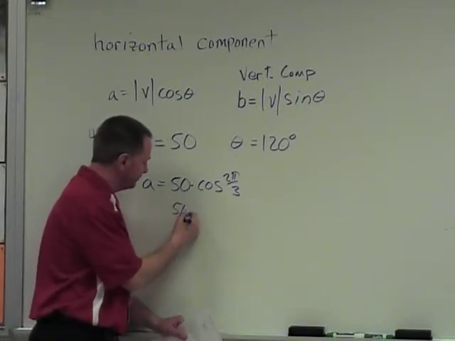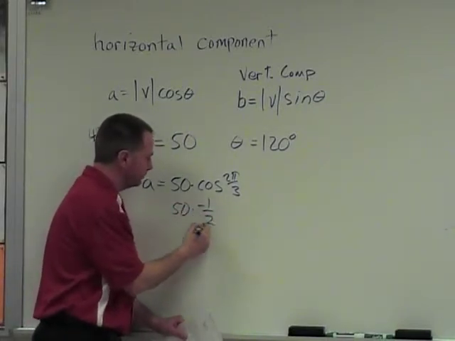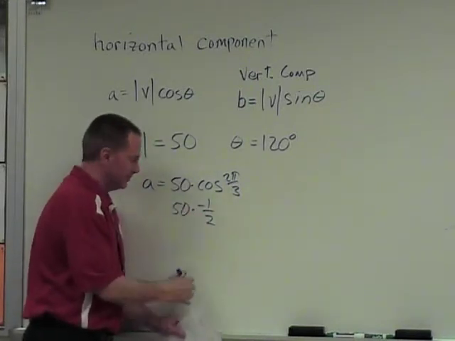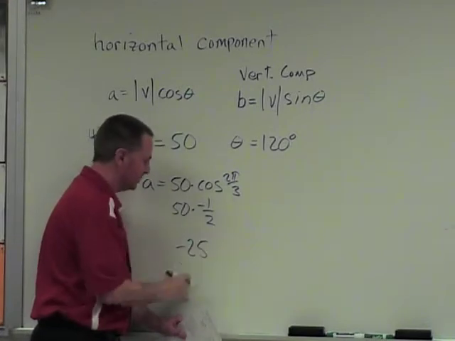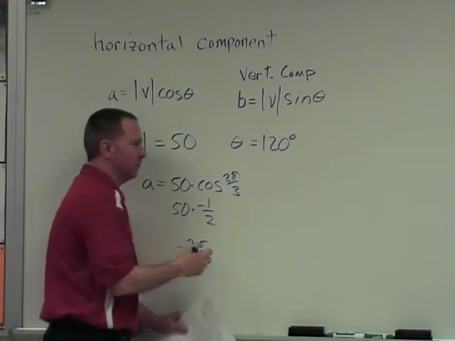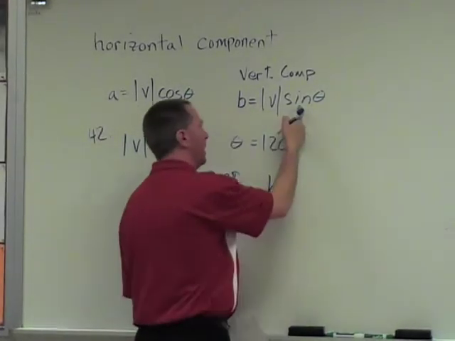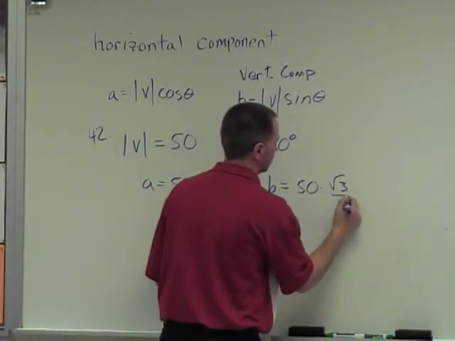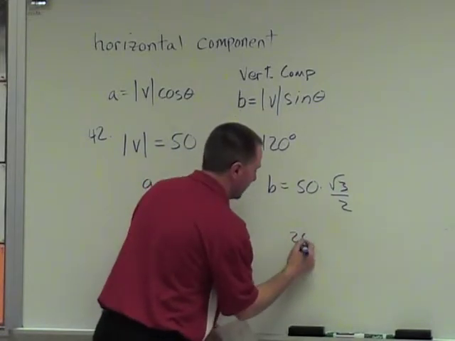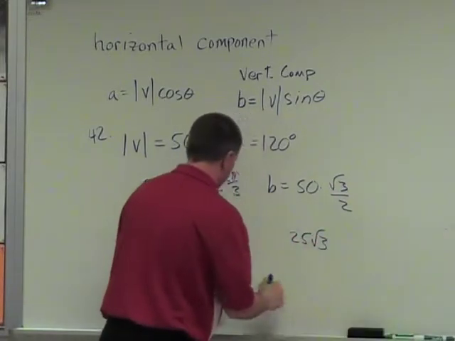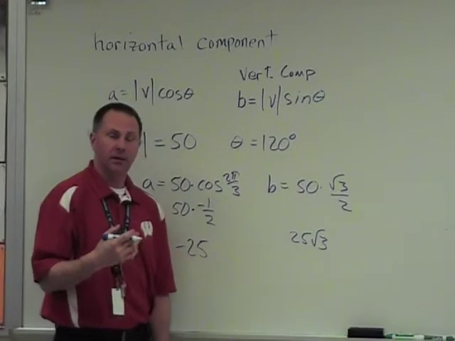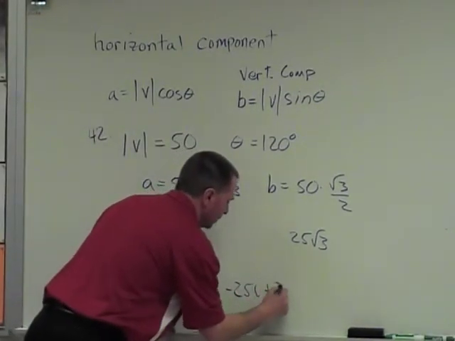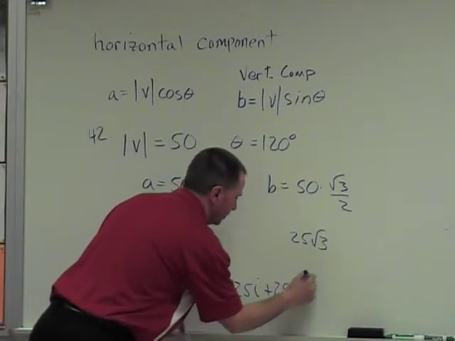25. I'm disappointed. It just says a negative 25. So that's your horizontal component. Vertical component. What is the y value at 120 degrees? So you get 25 radical 3. Now I want it written with i and j. So negative 25 i plus 25 radical 3 j.